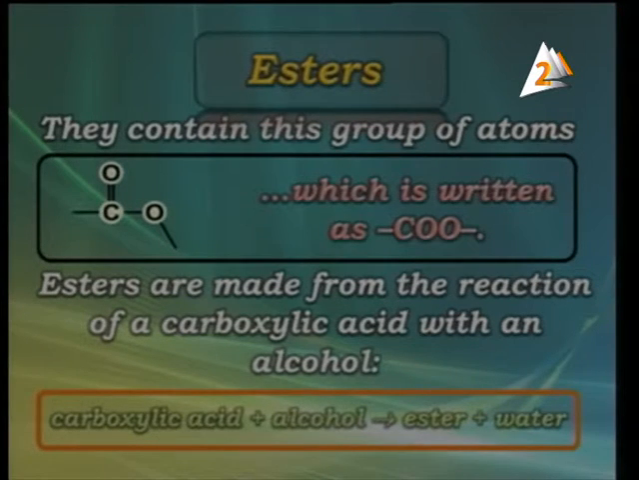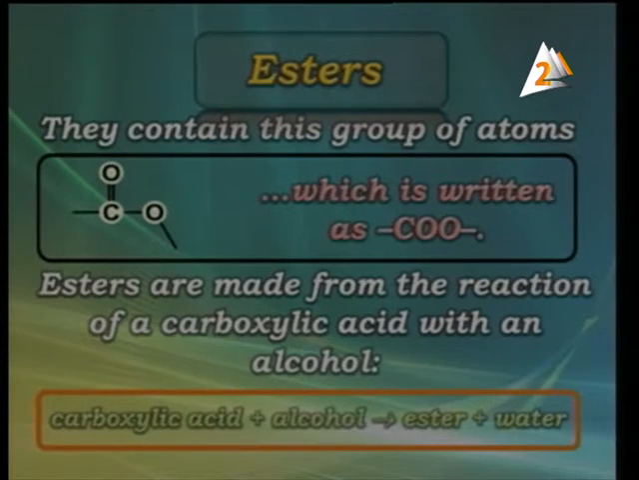Esters are made from what? Made from the reaction of carboxylic acid with an alcohol. So the carboxylic acid plus alcohol give us ester and water. Again, it's a base. It is a rule. We have carboxylic acid plus alcohol give us ester and water.